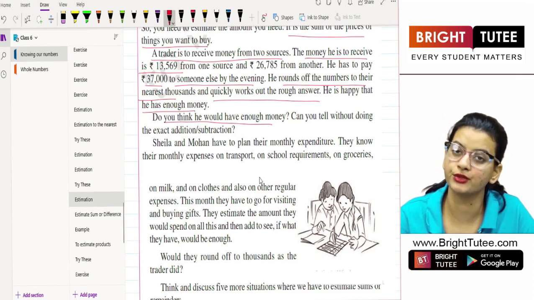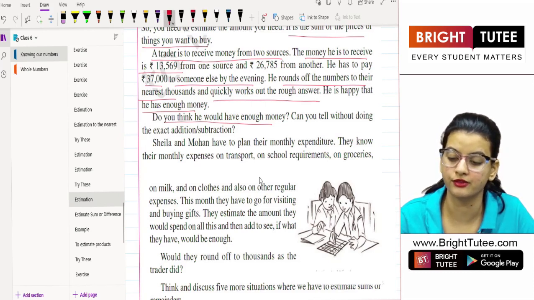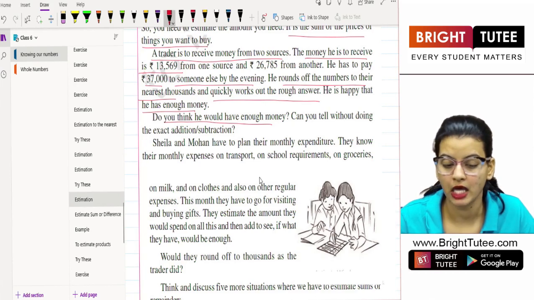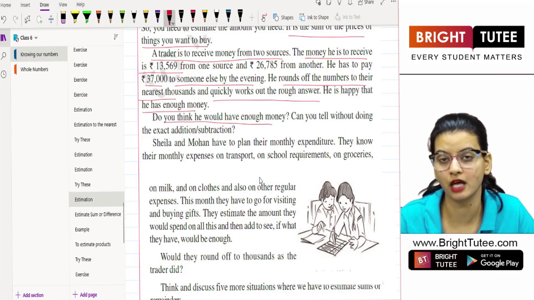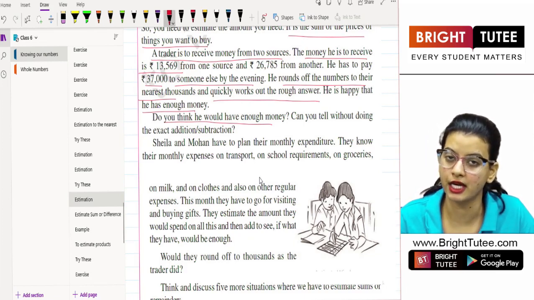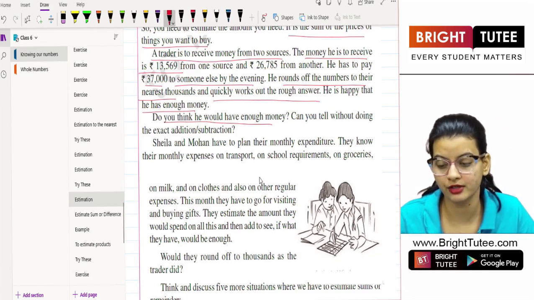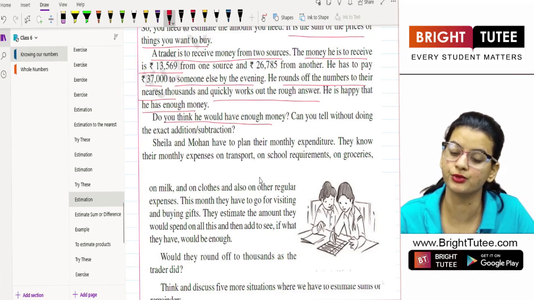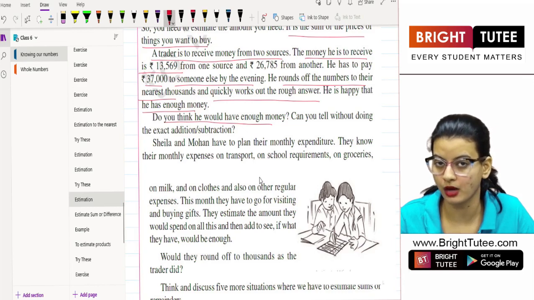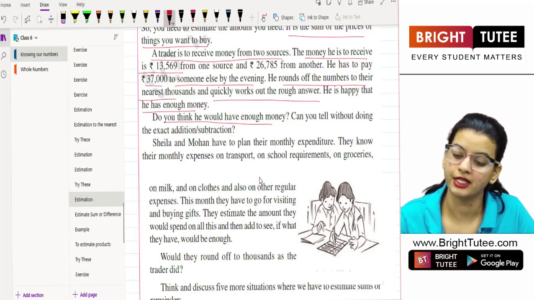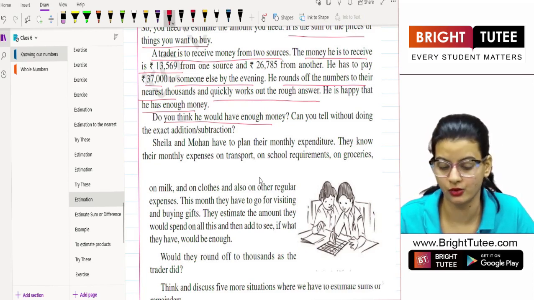Okay, so the trader is going to get 13,569 from one source and 26,785 from another source, okay? Now, if I round it off to the nearest thousand, then 13,569, if I round this off to 1,000, this will be 14,000. And 26,785, if I round this off to 1,000, this will be 27,000. So 14,000 and 27,000, this will be 41,000. And he has to pay 37,000 to someone. So he can easily pay 37,000 to that person.